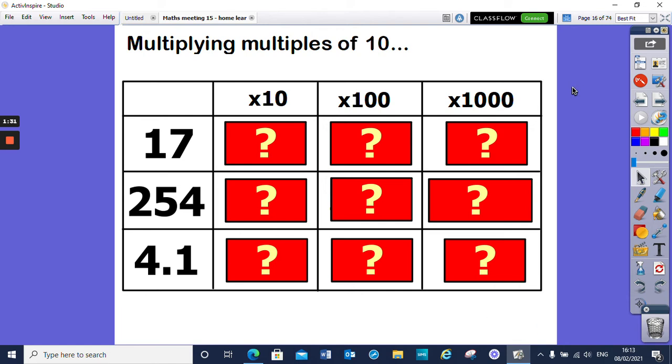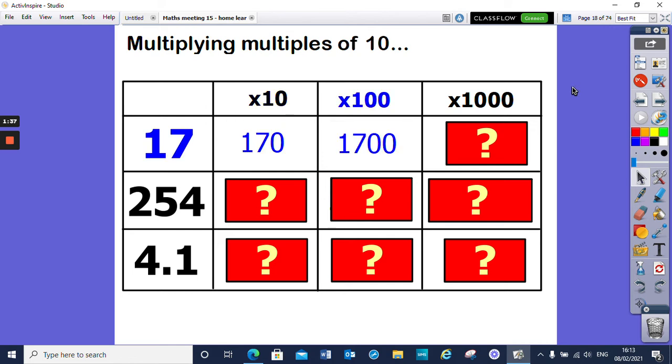Okay, let's make a start, shall we? 17 multiplied by 10 is 170. 17 multiplied by 100 is 1,700. And 17 multiplied by 1,000 is 17,000. Well done if you got those three correct.